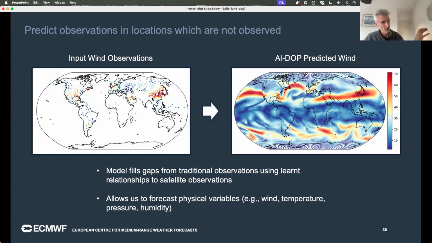But you can see in this example, what we're showing you is the input wind observations from the SYNOP network that we have for about 12 hours. And you can see they're very sparse. We have very, very few observations over Africa or in the southern hemisphere and polar regions. But then once we make these predictions and we have all the complementary satellite observations, the model's able to produce a full field of winds that looks very, very physical and quite similar to what we'd get from the IFS, the traditional forecasting and data assimilation system at ECMWF. So it's very good at filling these gaps and learning these relationships.